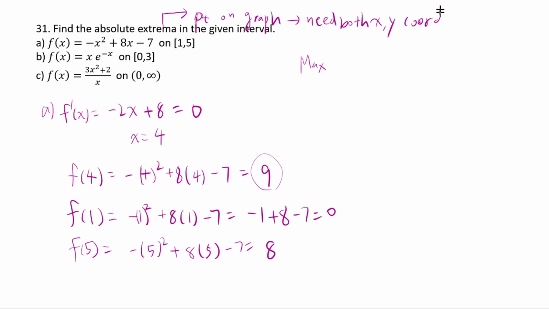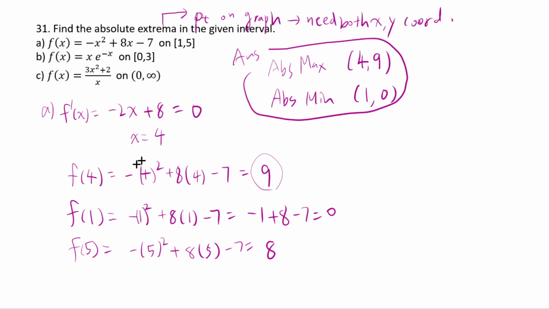Okay, so the absolute max would be 4, 9, and the absolute min, the lowest value is 0 here, so it's 1, 0. Okay, so that's your answer. All right, next question.